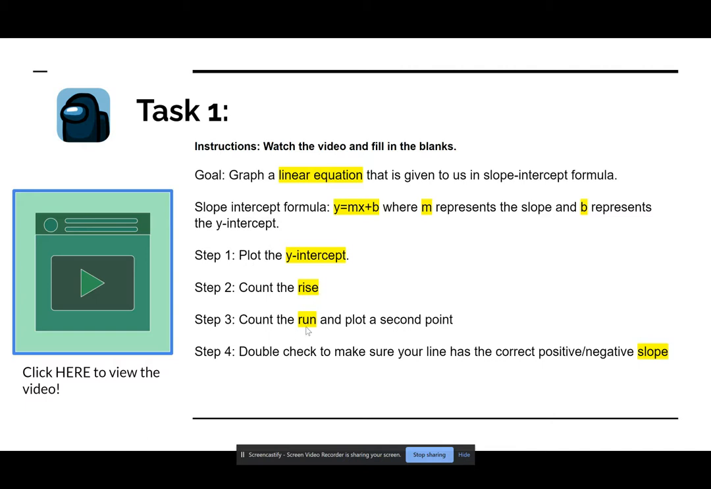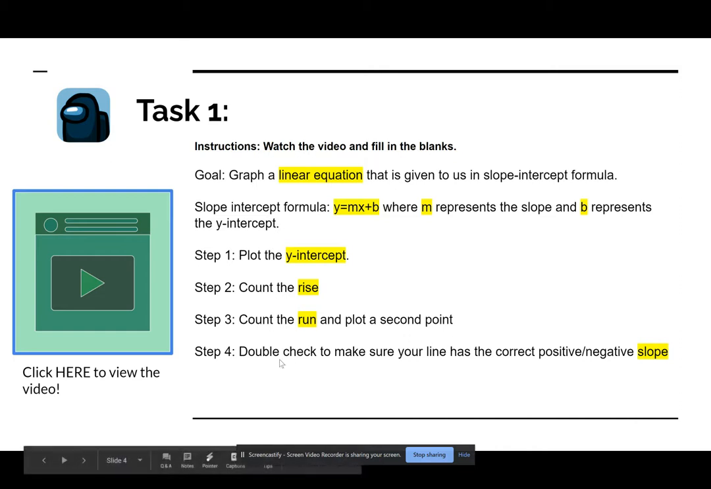Step 3 is to count the run and plot a second point. We will move to our left or to our right depending on which way we want our line to point. If it's positive slope, we want it to point up to the right, and if it's negative slope, we want it to point up and to the left. And then step 4 is to double check to make sure that our line has the correct positive or negative slope.